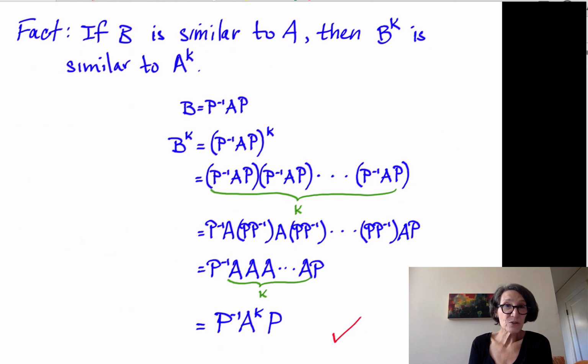And that's something we could use if we needed to compute a really large power of a matrix. If we can get our matrix to be similar to a diagonal matrix, then finding the power of a diagonal matrix is really easy. All right, we will see the importance of similarity in Chapter 7. I'll see you in another video.